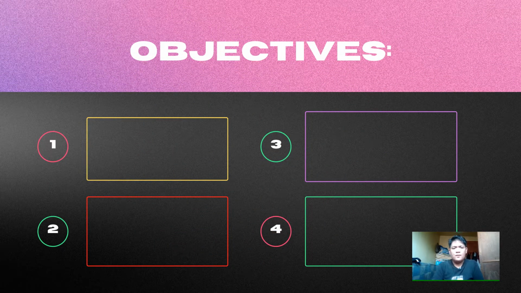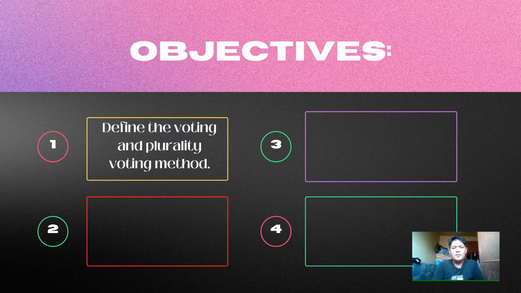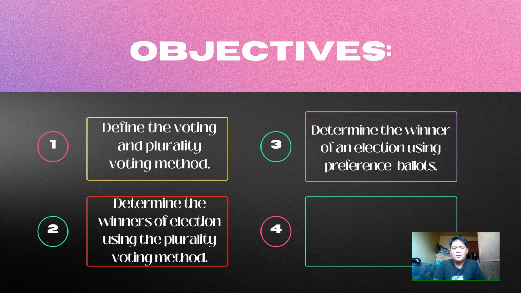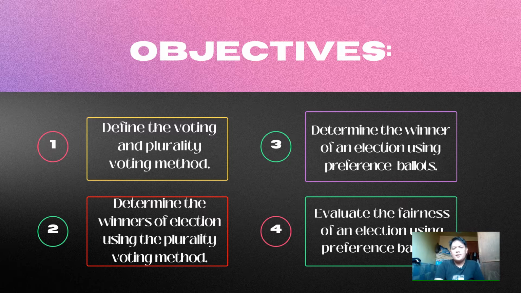Here are our objectives. First, define voting and the plurality method of voting. Second, determine the winners of an election using the plurality voting method. Next, determine the winner of an election using preference ballots. And last, evaluate the fairness of an election using preference ballots.